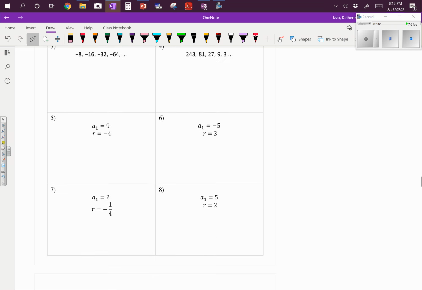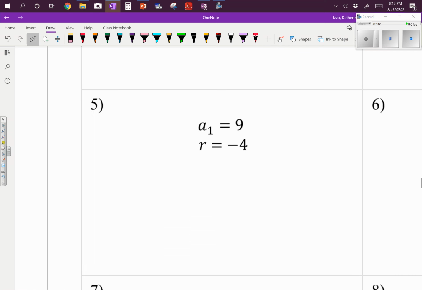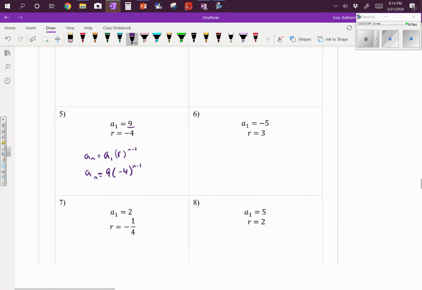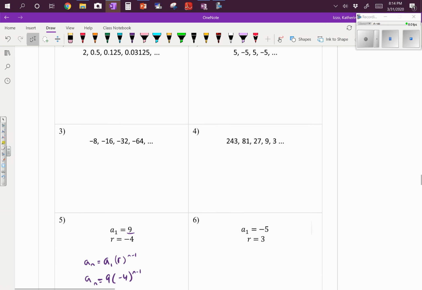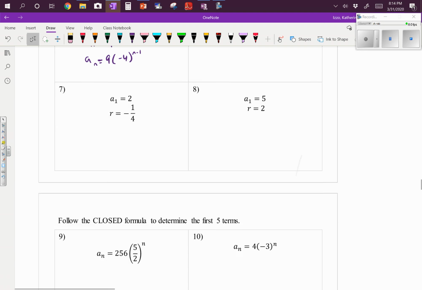Okay, let's take a look right here. So for number 5, in this case, what we would have to do, remember the formula, a sub n equals a1 r to the n minus 1. A1 is going to be 9. R is -4, n minus 1. And that's it. So that's how you're going to do 5, 6, 7, and 8. 1, 2, 3, and 4 are very similar to the ones in the notes, so take a look at the notes.